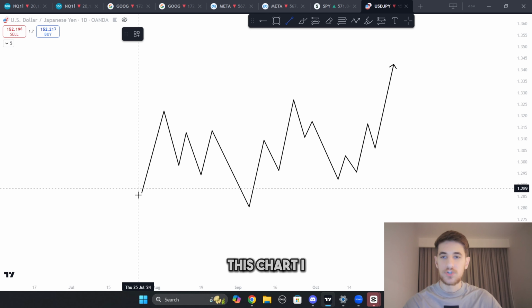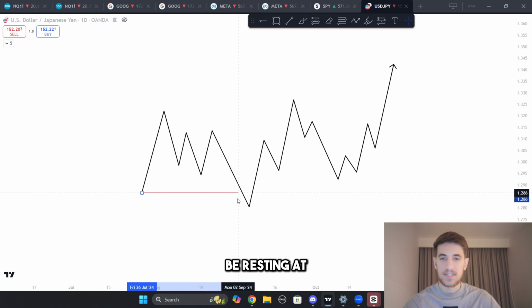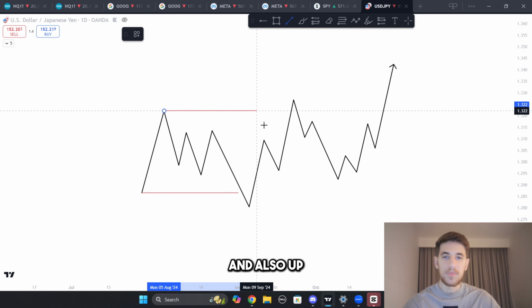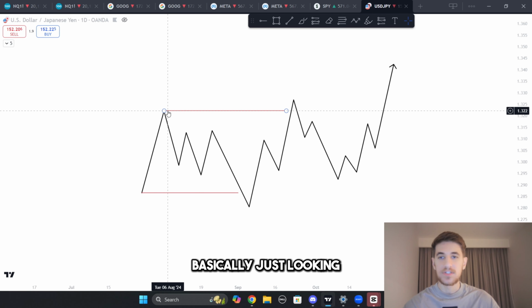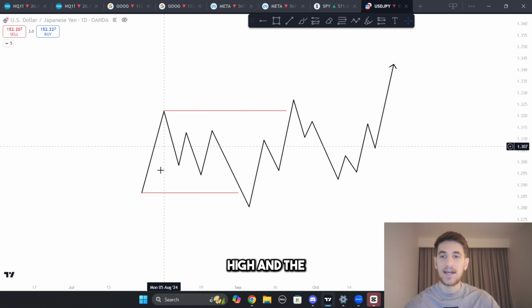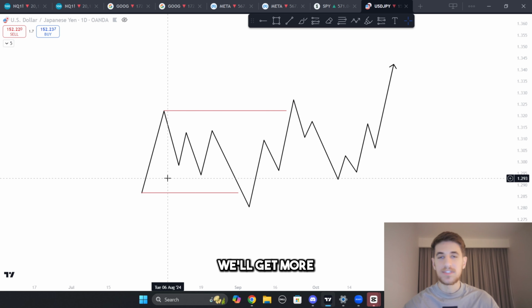So let's take a look at this chart I have right here. Liquidity is going to be resting at these key lows right here and also up at these key highs right here. And the way I'm looking for these key levels is basically just looking at the most significant pivot high and the most significant pivot low. We'll get more into that as the video goes on, but it's basically just looking for the most clear high and low of the market at that moment.